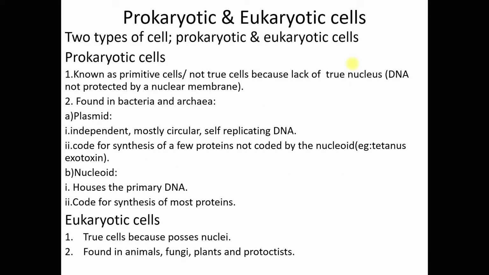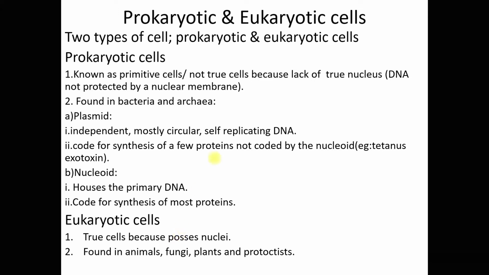Now there are two types of cells, prokaryotic and eukaryotic cells, and I believe most of you have learned this during your secondary education. Now let's do a small recap. Eukaryotic cells are the true cells because they possess nuclei, or a nucleus. And eukaryotic cells are found in animals, fungi, plants, and protists.